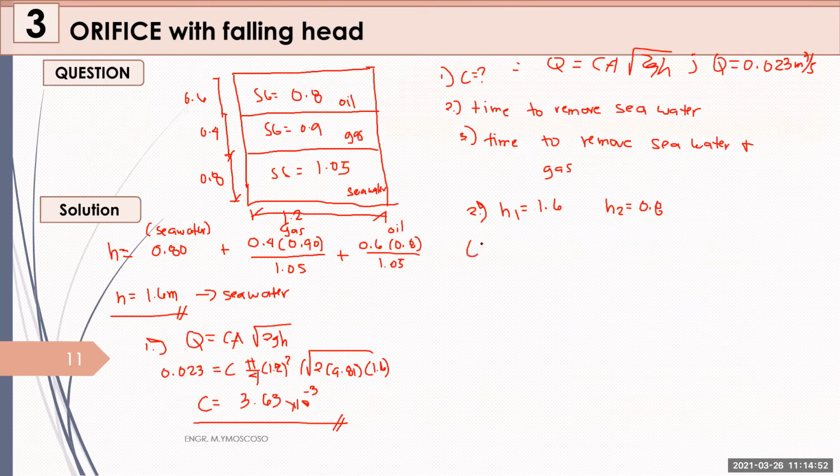Okay? So, you have your T is equals to, ano nga yung formula natin? That would be 2AS square root of H1 minus square root of H2 divided by CA square root of 2G. Okay? So, your H1 that would be 1.6 and your H2 that would be 0.8. Sige, i-solve na natin ang time. Maliit masyado yung ating C, no? Sige, okay lang. Kasi maliit din naman yung discharge na ginamit natin.